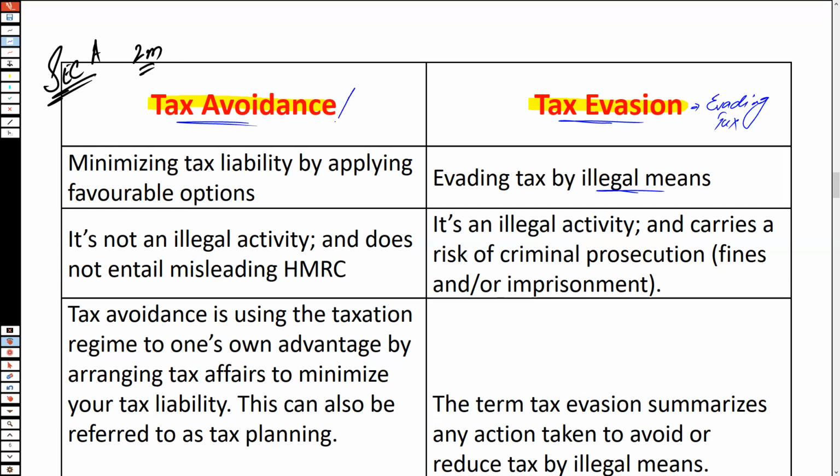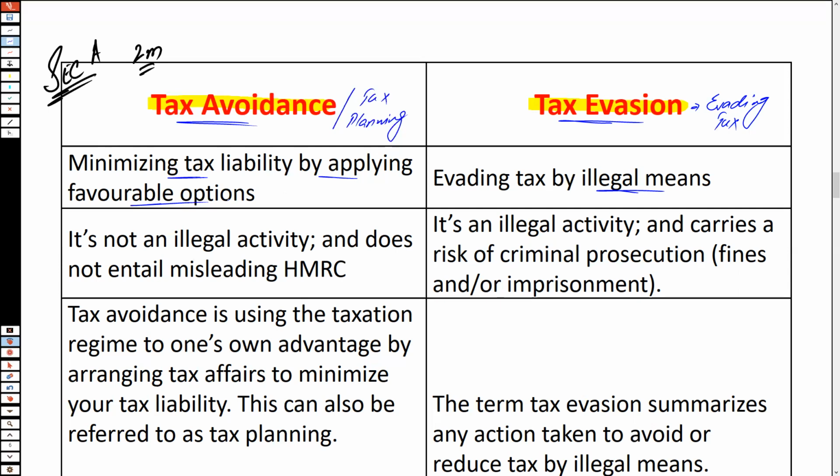The other way to reduce the tax liability is tax avoidance, also termed as tax planning. Minimizing tax liability by applying the favorable options. Let's say there are 3 options available for calculating tax liability. Let's say I am opting for option 2 because for myself, option 2 would give me the reduced liability as compared to option 1 and option 3.